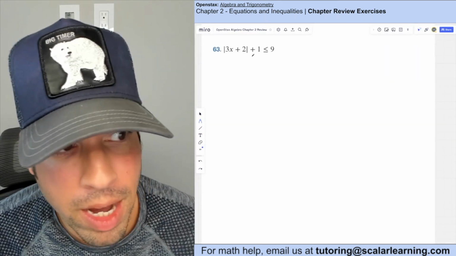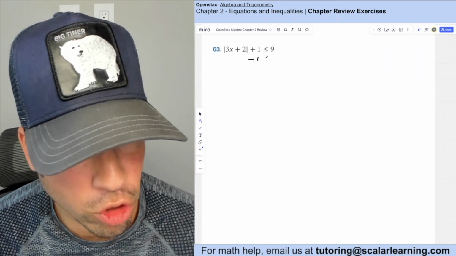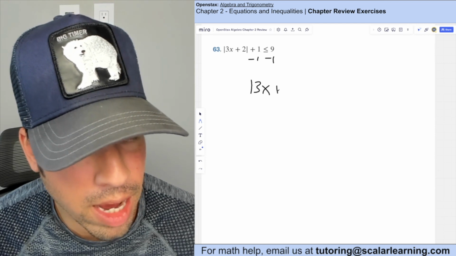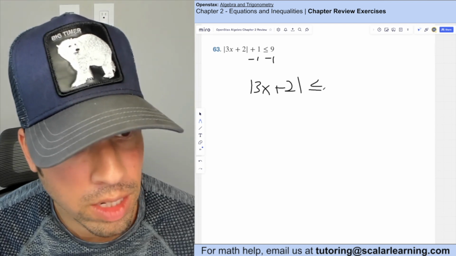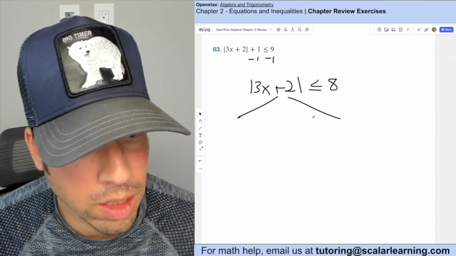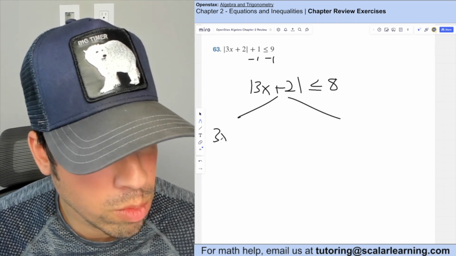So here we're going to start by isolating the absolute value. I'm going to start by subtracting 1 from both sides. So then I got the absolute value of 3x plus 2 is less than or equal to 8. Then I'm going to split this into two inequalities and remove the absolute value.